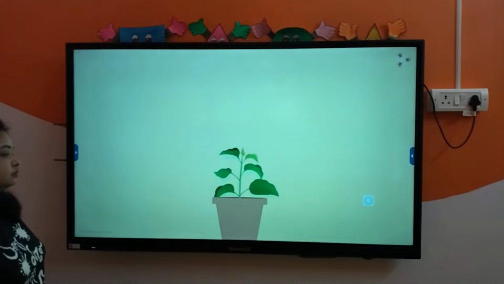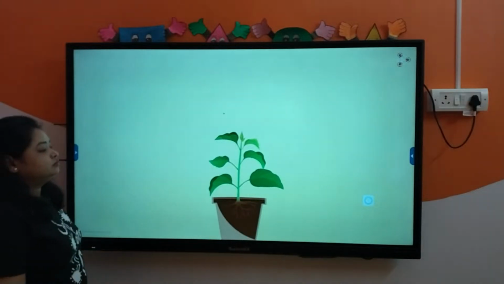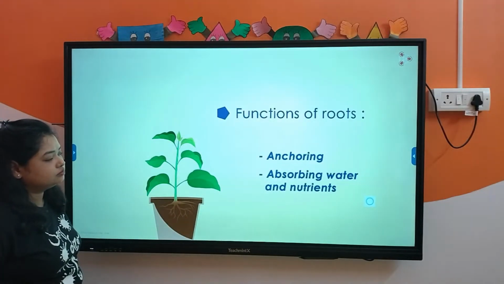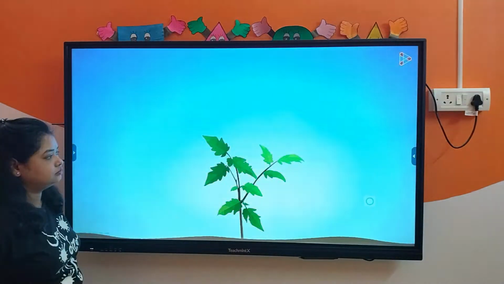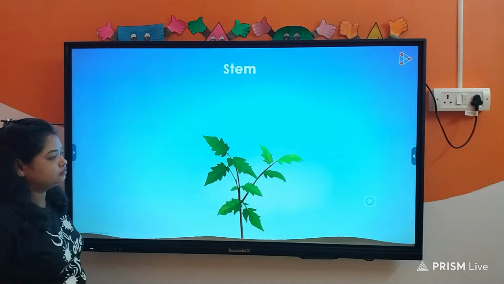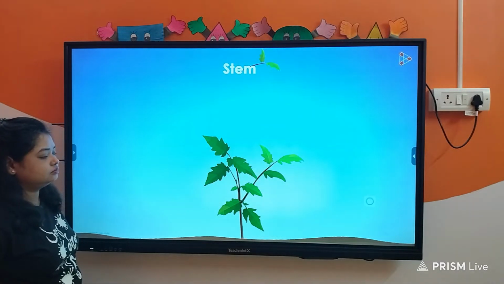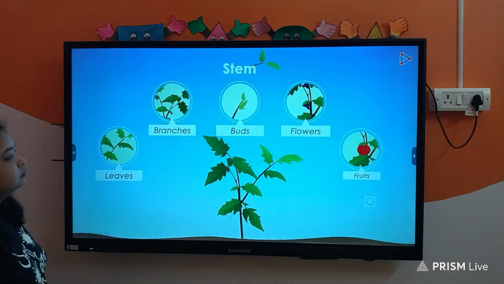In our previous video, we learned how important the roots are for any plant. They serve many important functions like anchoring the plant, absorbing water and nutrients, and sometimes also storing food. Now we need to discuss another part, that's the stem. The stem forms the main structural framework of the plant. The stem bears leaves, branches, buds, flowers, and fruits.